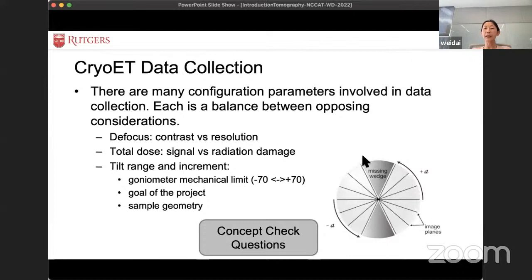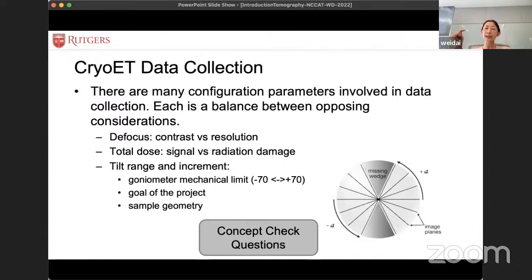Tilt range basically means what's the tilting angle range, highest and lowest. But this is most likely determined by the mechanical restriction of the stage. For most microscopes, you can go from -70 to +70. But there are many things we can discuss about, for example, tilt increment. For example, you know the total dose your sample can tolerate. You need to divide the total dose into images, the number of images in your tilt series, right?